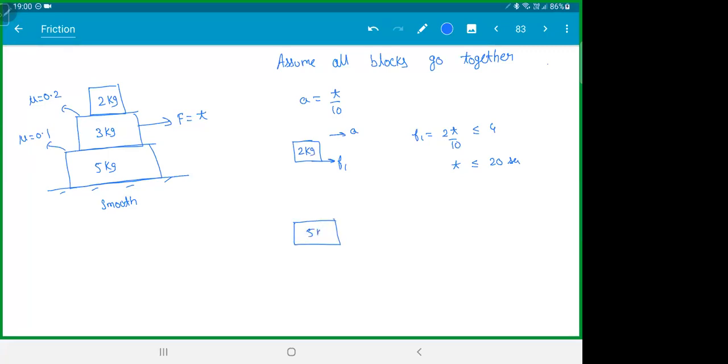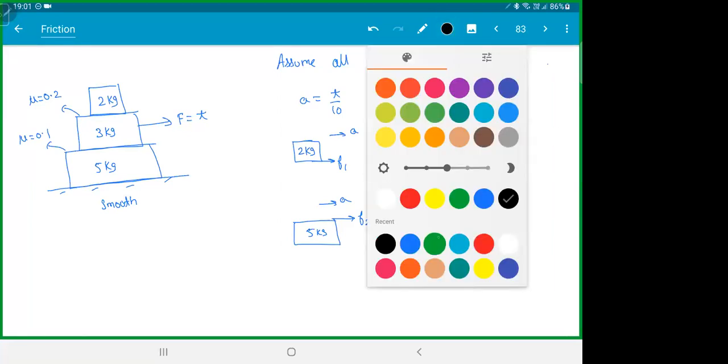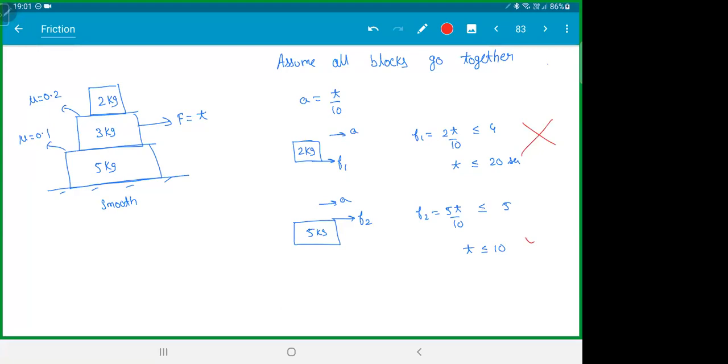Take the 5 kg guy. And the one who is pushing is F2. Acceleration. So F2 is equal to 5T by 10. This should be less than or equal to 0.1 into 3, so 5. T less than or equal to 10 seconds. Matlab, this data is wrong. You can discard the 20 seconds guy. So the first one to slip is 3 and 5.